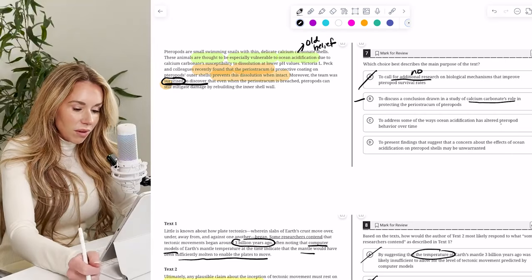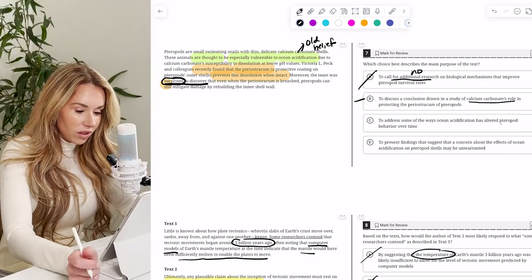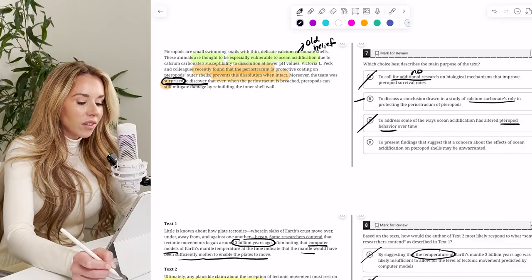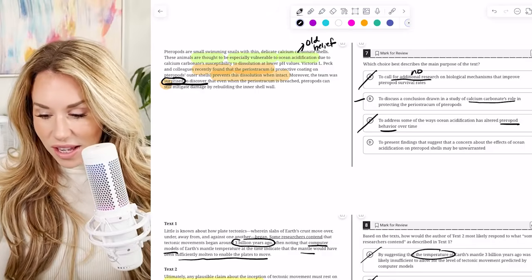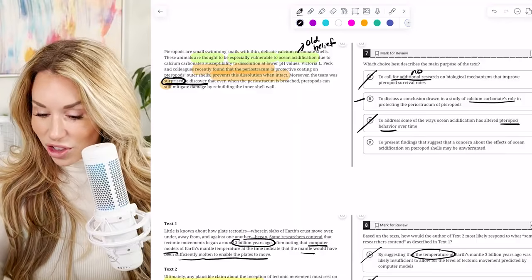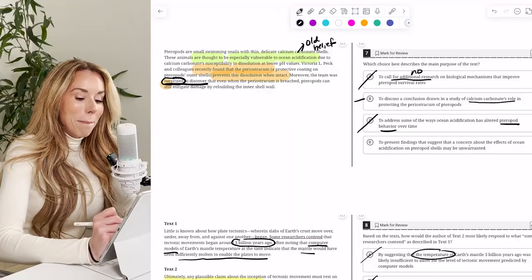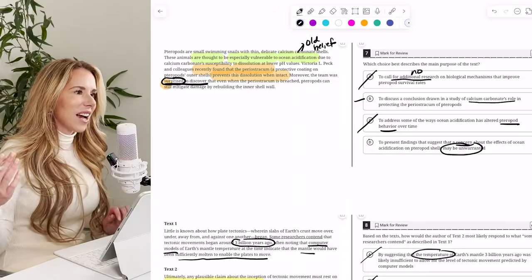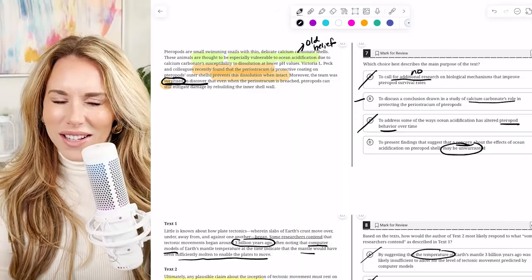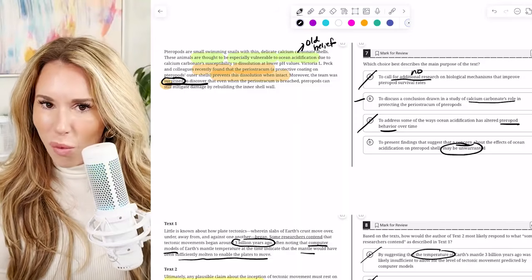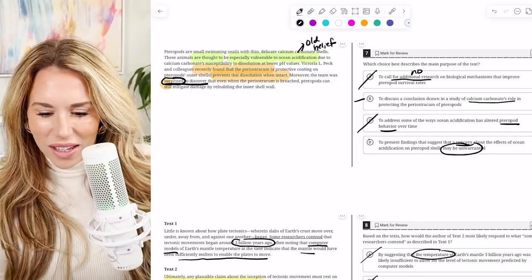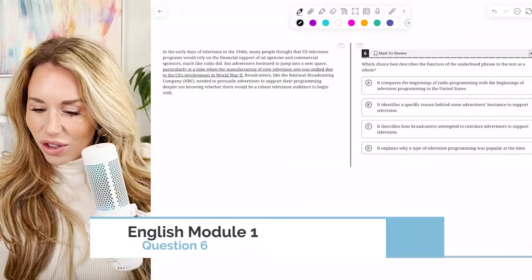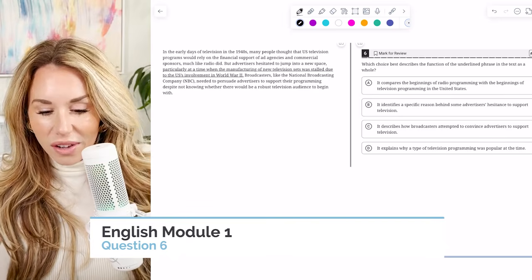C says to address some of the ways the ocean acidification has altered pteropod behavior. Definitely didn't talk about pteropod behavior. D, to present findings that suggest that a concern about the effects of ocean acidification on pteropod shells may be unwarranted. Yeah, hey guys, why are you concerned? Like these guys are really not, it's not that bad for them. They can repair their walls. They've got this protective coating. It's definitely D. All right, we have which choice best describes the function of the underlined phrase.